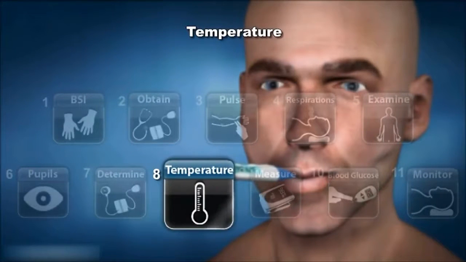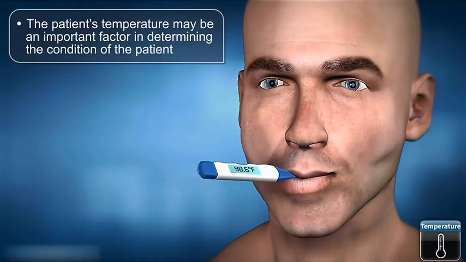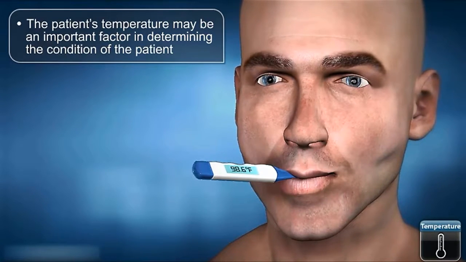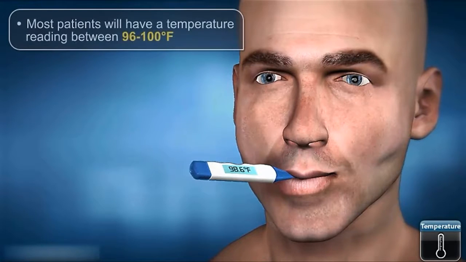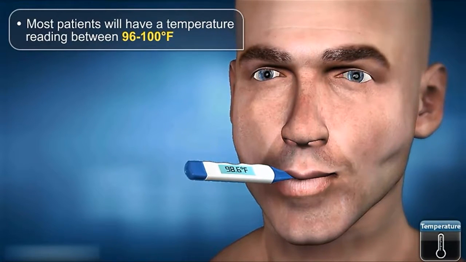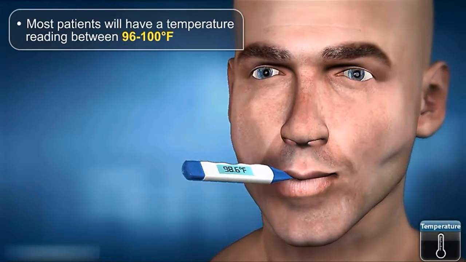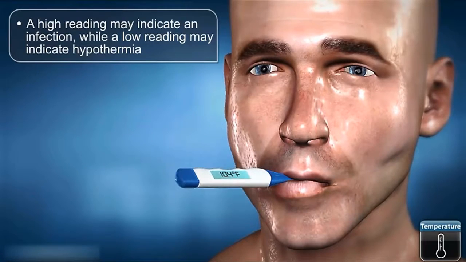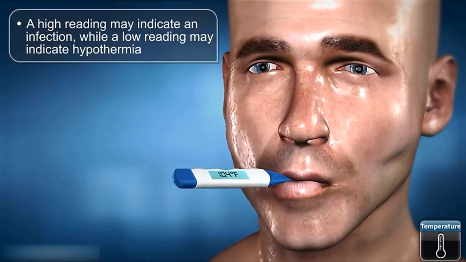Temperature. The patient's temperature may be an important factor in determining the condition of the patient. Most patients will have a temperature reading between 96 and 100 degrees Fahrenheit. A high reading may indicate an infection, while a low reading may indicate hypothermia.